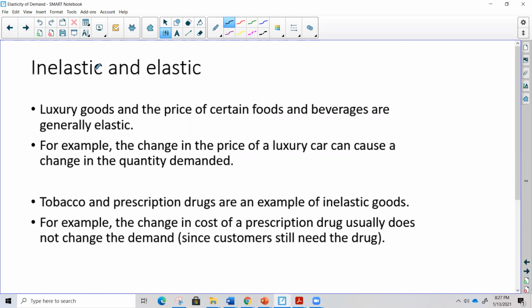So just as an example of inelastic and elastic goods, luxury goods and the price of certain foods and beverages are generally elastic. So for example, the change in the price of a luxury car can cause a change in the quantity demanded. But things like tobacco and prescription drugs are examples of inelastic goods. For example, the change in the cost of a prescription drug usually does not change the demand, since customers still need that drug. And generally with tobacco, since people are addicted to smoking or chewing, even if the price goes up, the demand is still the same.